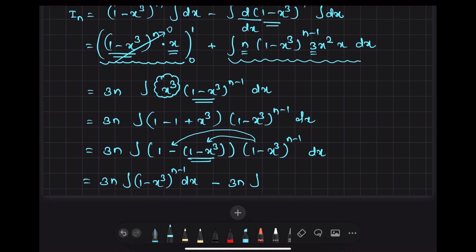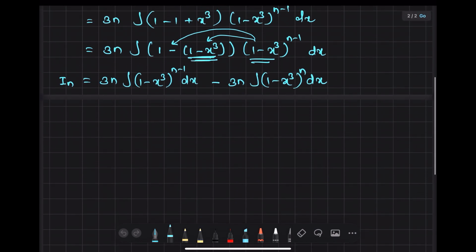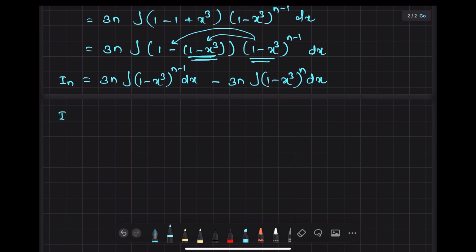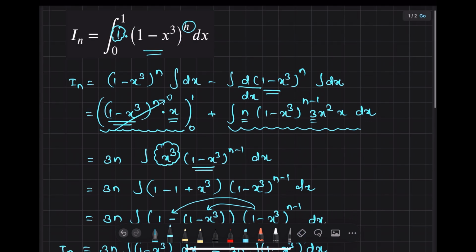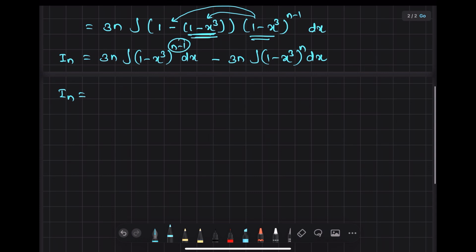3n integration, like this and this are the same, so base same, powers add. So (1 minus x cube) power n dx. Okay, this was what? I_n. Now be super slow and look at this, how I will change. So we wrote I_n if the power of this ugly thing was n. Correct? So my idea is, this time the power is n minus 1. So can I write 3n I_(n minus 1)?